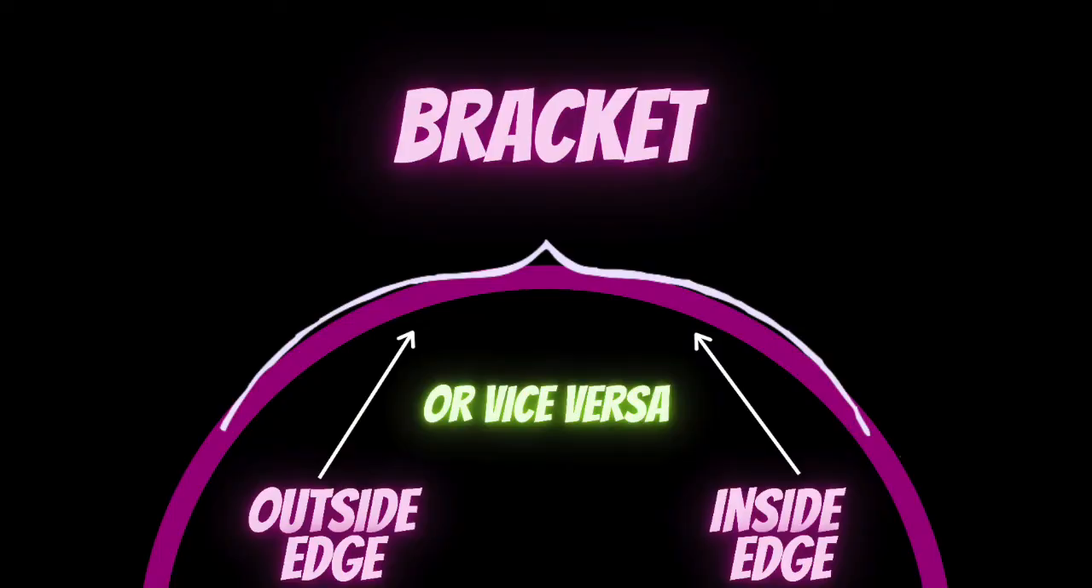Same thing with the bracket. You're going to do a forward outside bracket, and your exit is going to be on a back inside edge. So you enter on that forward outside edge and you exit after the turn on a back inside edge. It doesn't matter whether it's forward or backwards, you're always going to have that opposite edge and opposite direction thing going on before and after the turn, whether it's the 3 turn or the bracket.